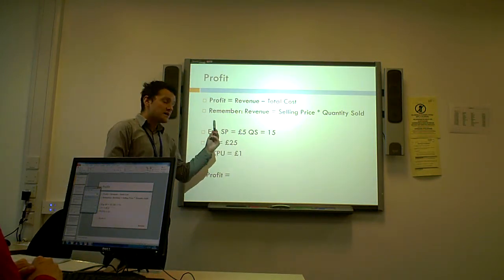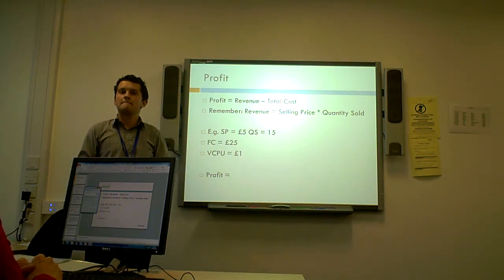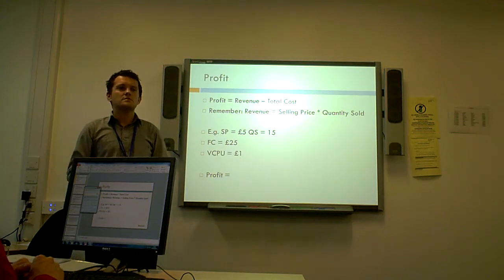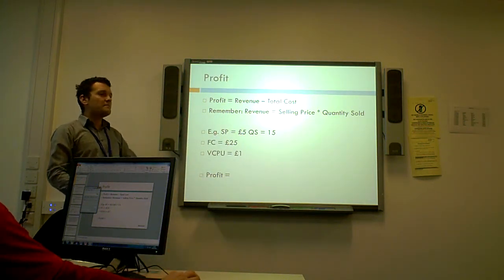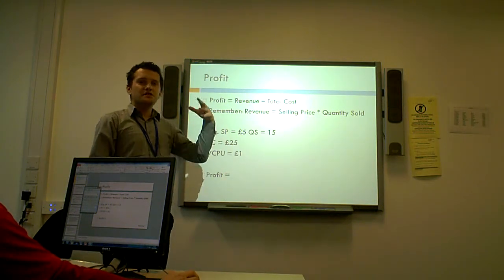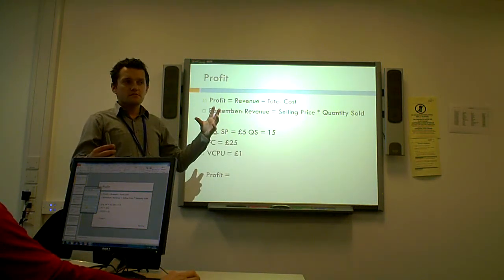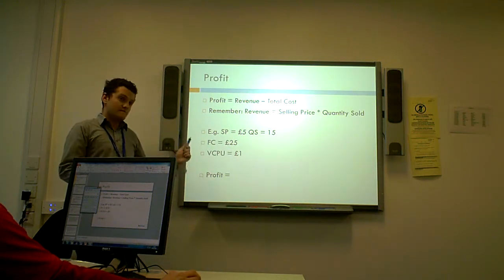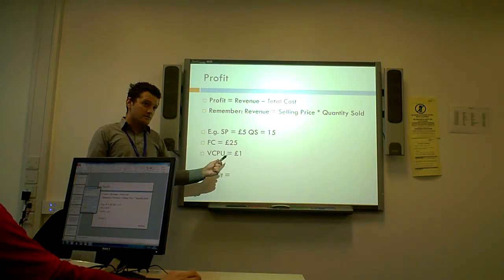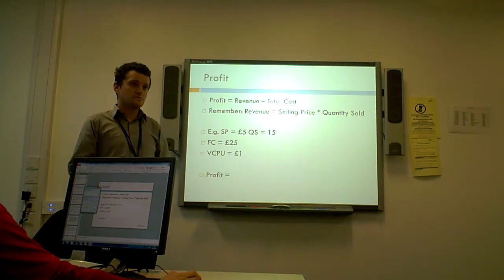Okay. How much are we paying out? This is where it starts to get a bit harder now. 25. Okay, we're paying out £25 in fixed costs. So that might be your rent, your machinery, whatever. What else are we paying out? 15 times 1, because cost per unit. 15 times 1. So what are your total costs?